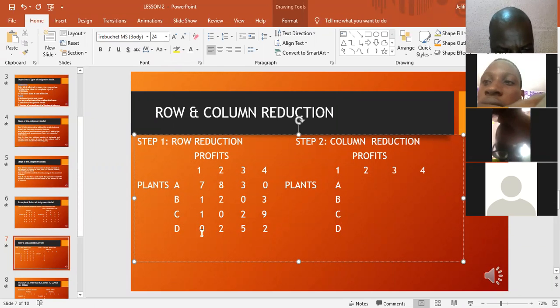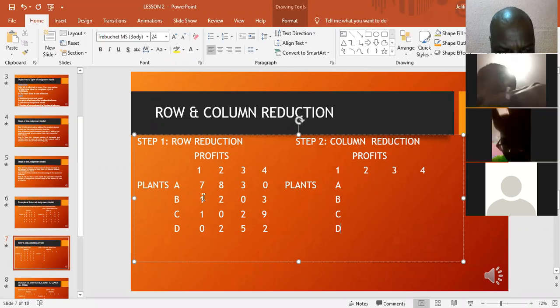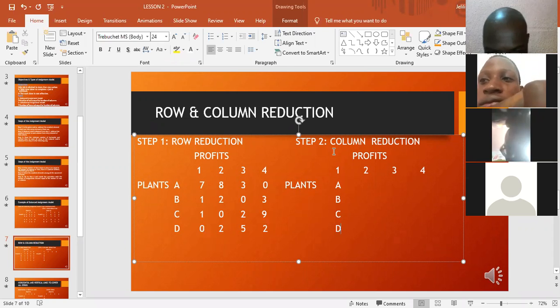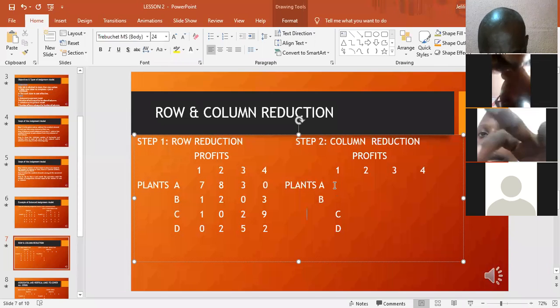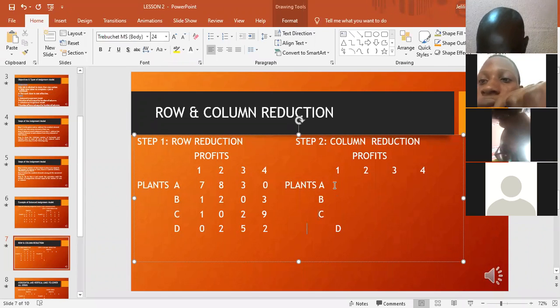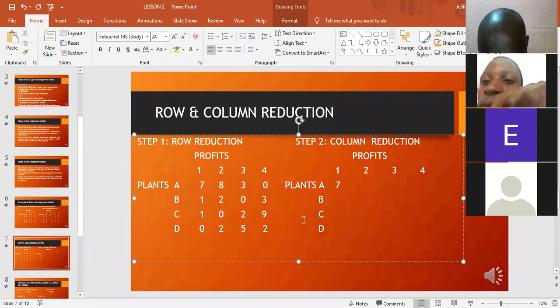Now, in this first column, from 7 down to 0, what is the smallest? We have 7 1 1 0. What is the smallest? 0. Now, we minus this 0 from 7, from 1 and 1. So 7 minus 0 gives us 7. Then 1 minus 0 is 1. 1 minus 0 again, 1. 0 minus 0, 0.